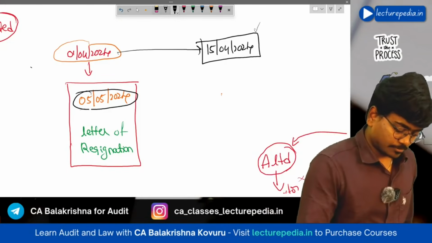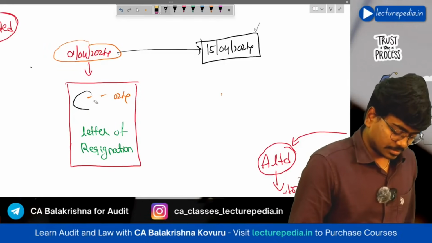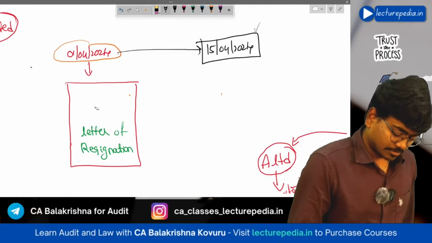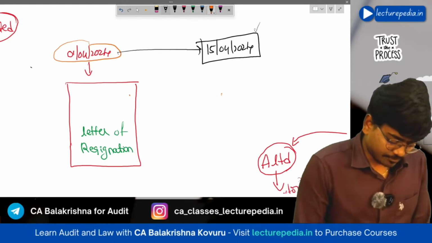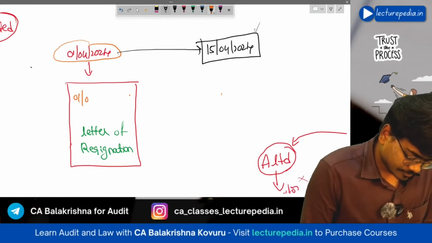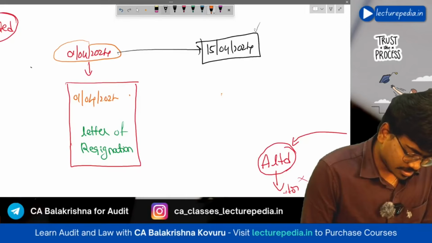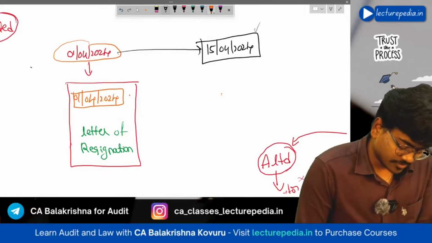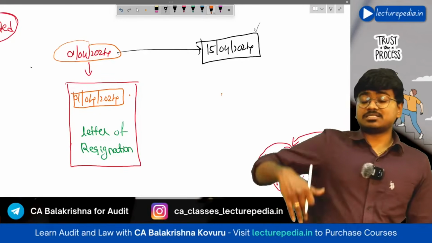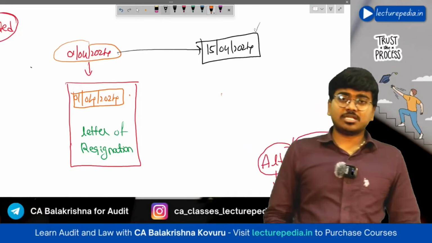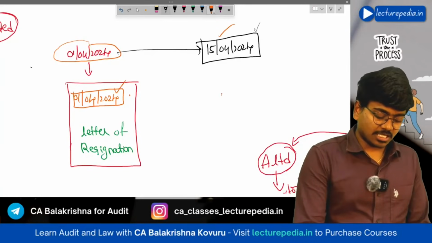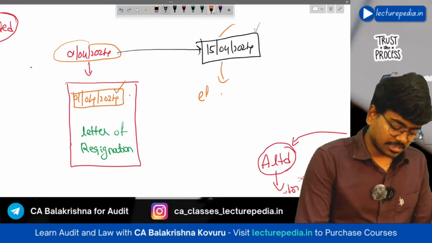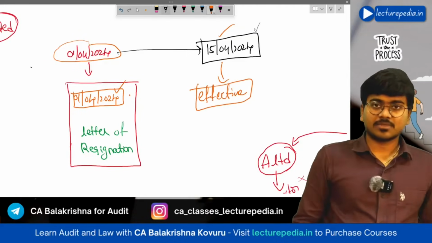Let's say for example, in the resignation letter, the director has mentioned that his resignation will be effective from 1st April itself. From 1st April 2024 his resignation will be effective, like this he mentioned. But that resignation letter reached the company on 15th April 2024. In this situation, the later of these two dates, that is from 15th April, the resignation will be effective. Hope that is clear.